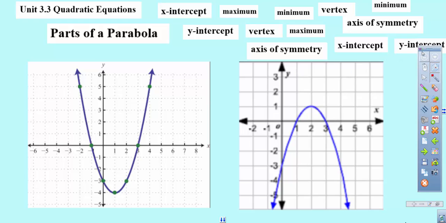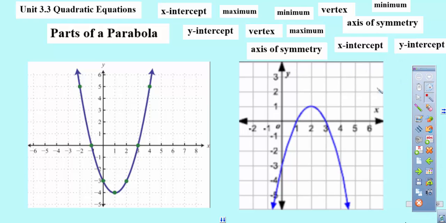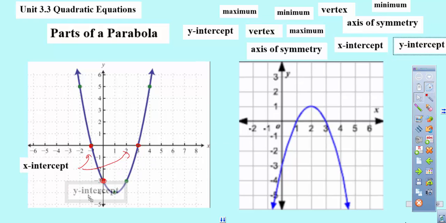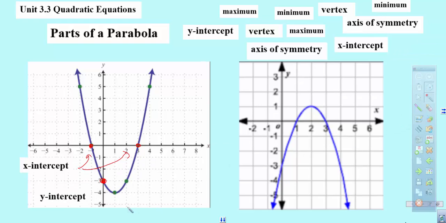Alright, so let's talk about the parts of a parabola. Now that we've talked about how we're going to tell characteristics, let's look at the pieces of it. Let's start right here. These two points would be called our x-intercepts. We've got our x-intercepts right there. Let's go ahead and do our y-intercept. So right there, this would be our y-intercept.